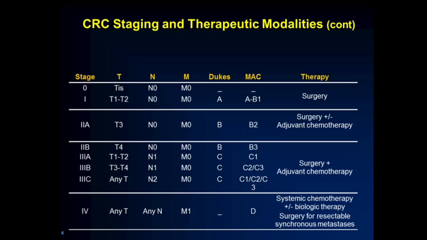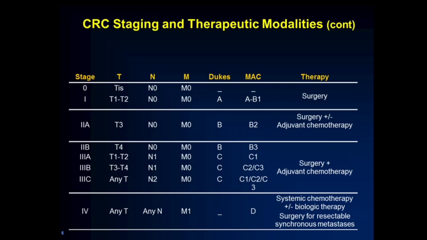So just walking through the various stages, stage 1 is early stage cancer, where it's T1 or T2 and there are no lymph nodes involved. The treatment for that is surgery, and the cure rate is about 95%.